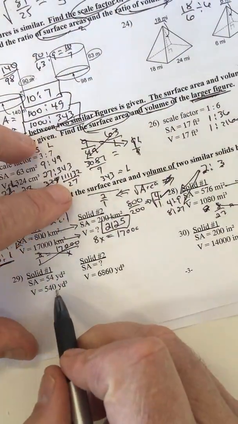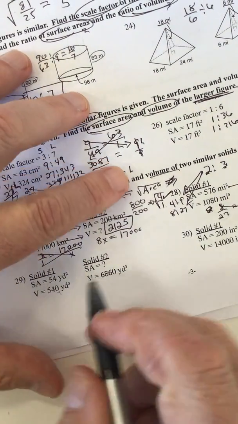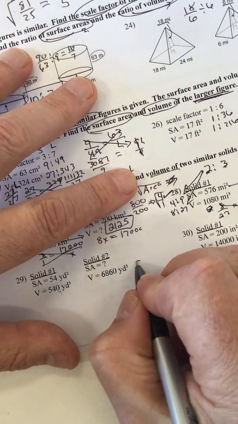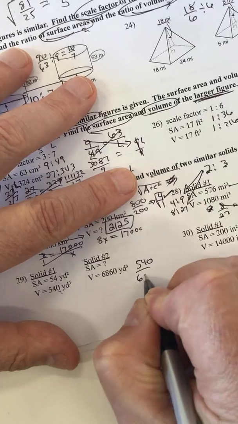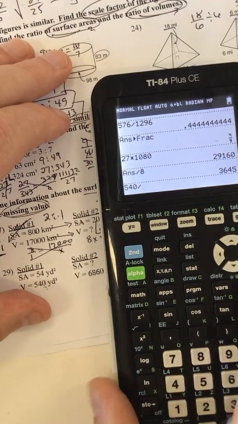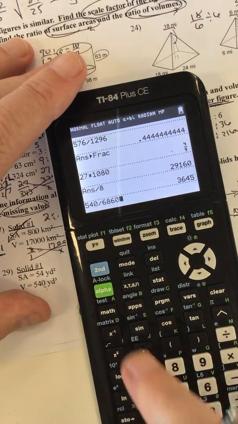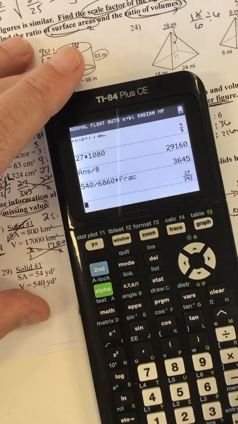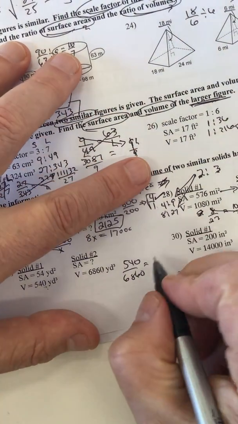Okay, they're giving us the volume. We gotta get it down to surface area. Okay, let me see what it is. 540 to 6860, that can be simplified. I certainly can cut off the zeros. I'll let my calculator do it. 540 divided by 6860, math fraction. It's really 27 to 343.